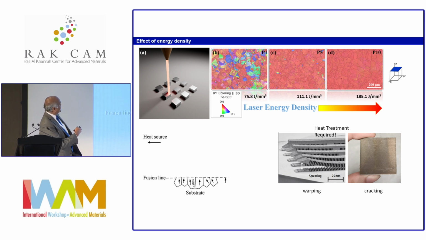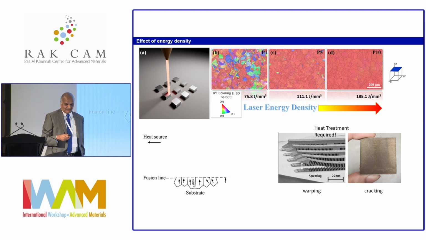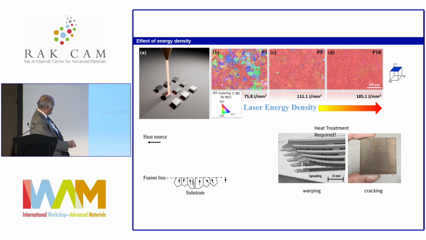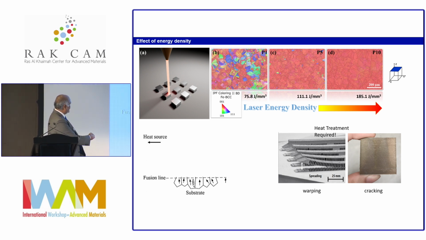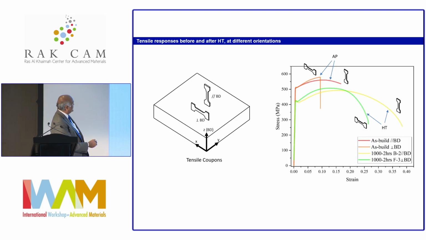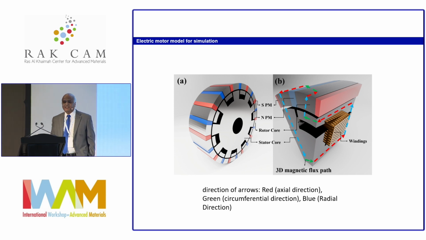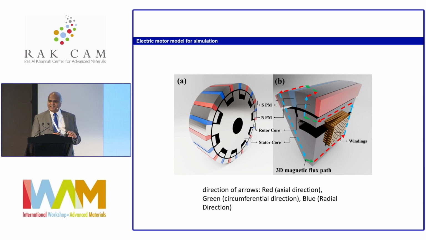So for example, these are all 0, 0, 1. That is the easy orientation for magnetization applications. And so this is illustrated here. And then my colleague did simulations on these things. It's not an experimental one, but electric motor simulations.